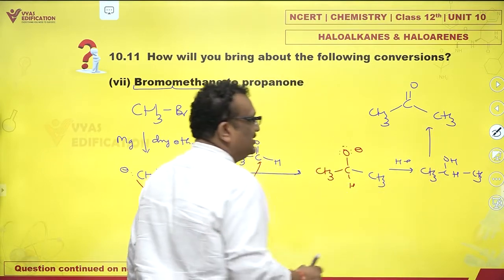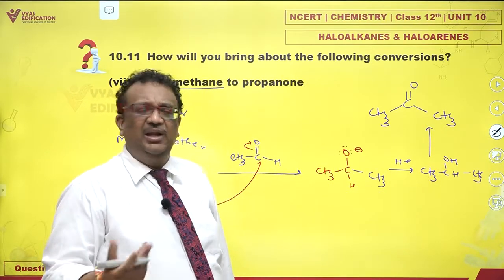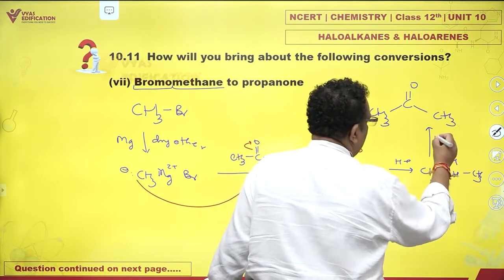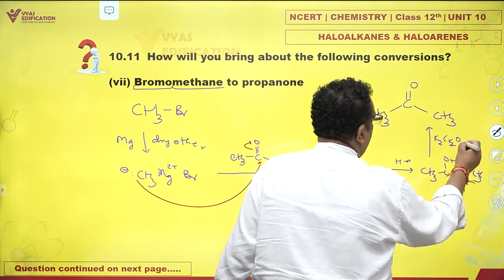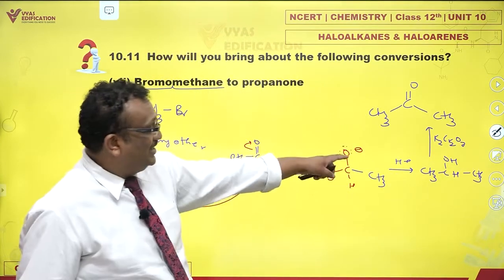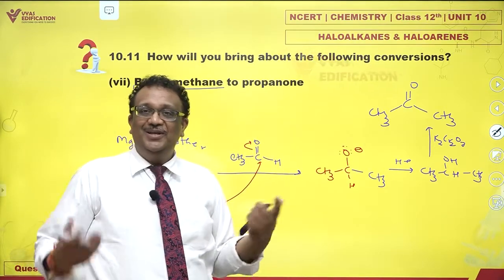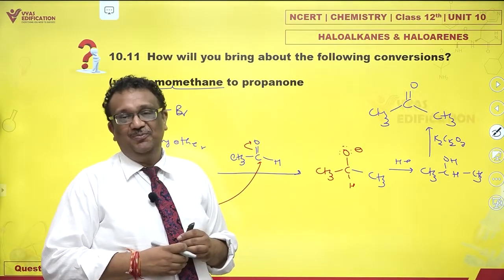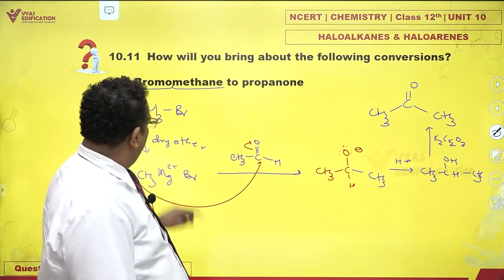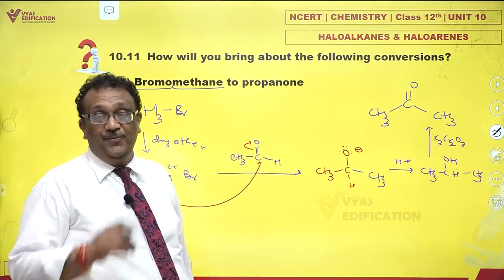And now I add an oxidizing agent. Any oxidizing agent like KMnO4 or K2Cr2O7 is good. And that oxidizes the secondary alcohol to ketone. Is that possible? Easily possible. Now, this is a very simple trail.